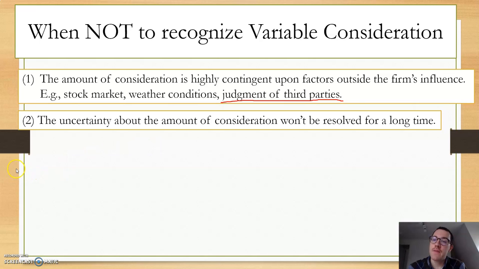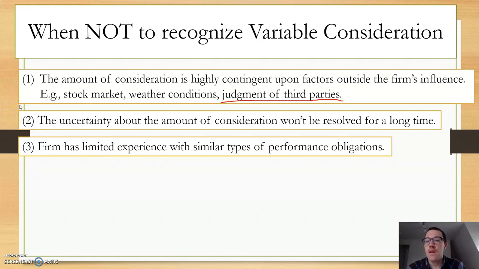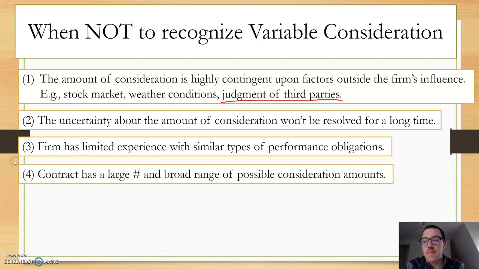Another thing is if the uncertainty about the amount of consideration will not be resolved for a long time, then you're not able to recognize it. Also, if the firm has limited experience with similar types of performance obligations. So last example, we had a construction company building a warehouse. Seems like they have experience with that, so that's why they could do it. But if you don't have much experience doing that, then they wouldn't have been able to use that.